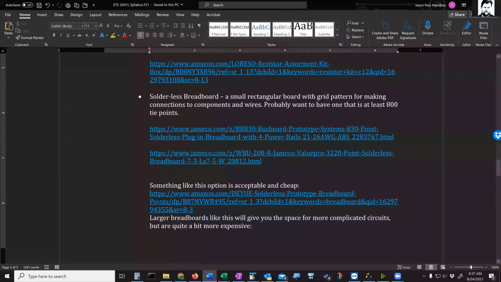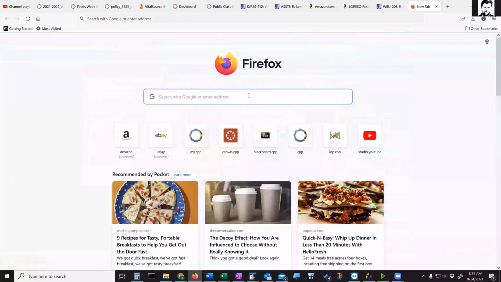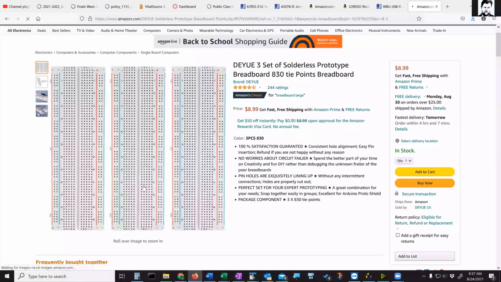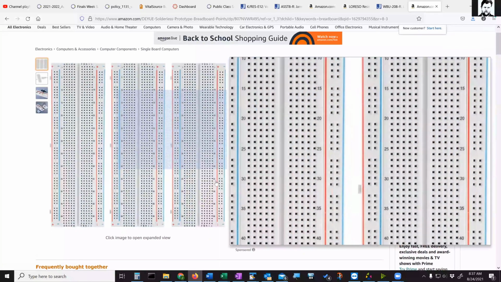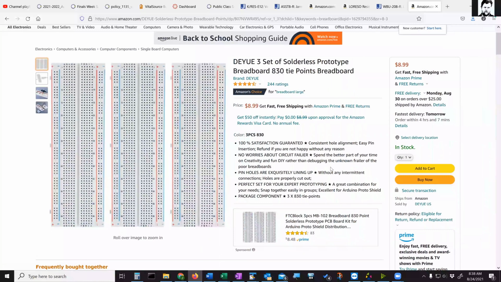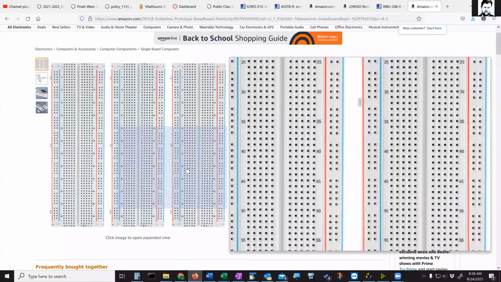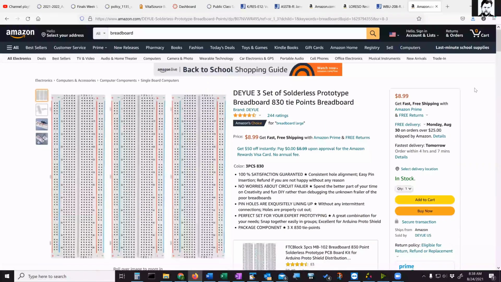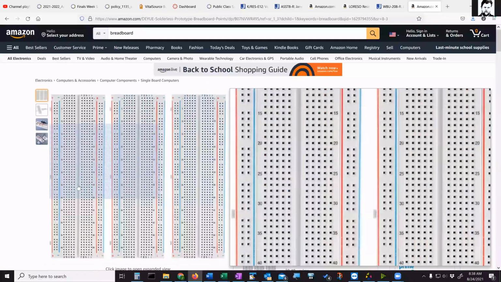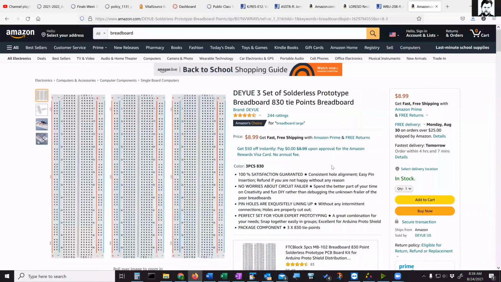I'm not sure about the quality of these Amazon parts, but this seemed like a better deal to me. I think you get 3 of the smaller ones. The quality looks okay. I don't know how it's going to feel. All you need is a good tight fit when you plug a wire into these holes here. This is only $8.99 and it comes with 3 of those. So that's a much better deal than what Jameco was offering.